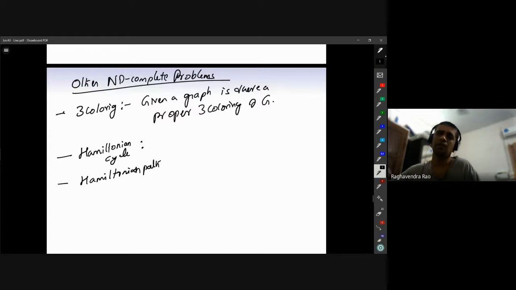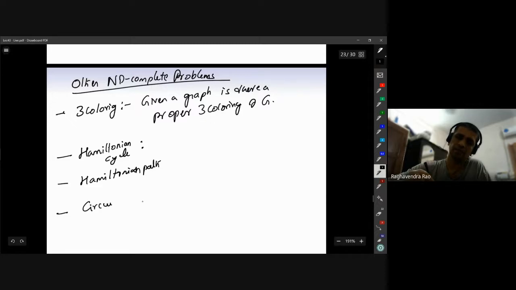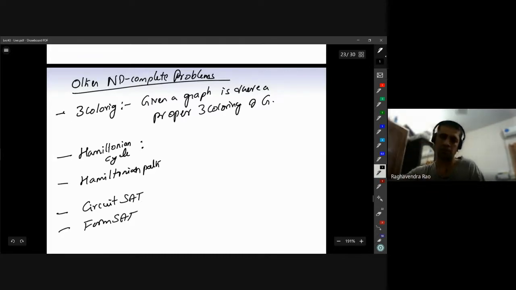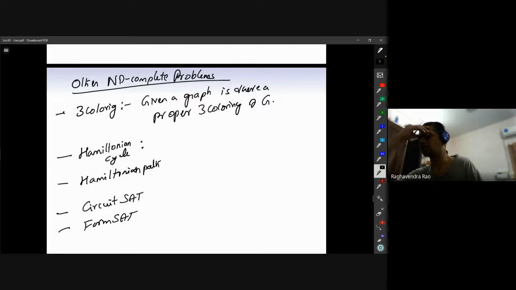In fact, there are several variants of satisfiability. One is circuit SAT or formula SAT. Instead of a CNF, if you have a Boolean circuit representing the function, is it satisfiable or not? Or instead of a CNF, you just have an arbitrary Boolean formula using and, or, negations. All these are NP complete. The only variant of SAT which is not NP complete, which is in fact known to be in P, is DNF. If you take DNF instead of CNF, then it can easily be seen that you can check satisfiability fairly easily.